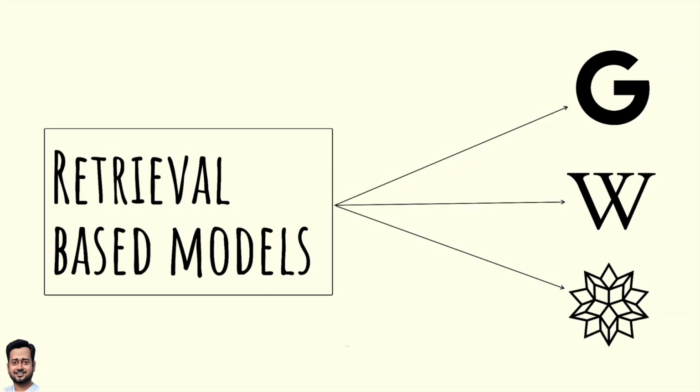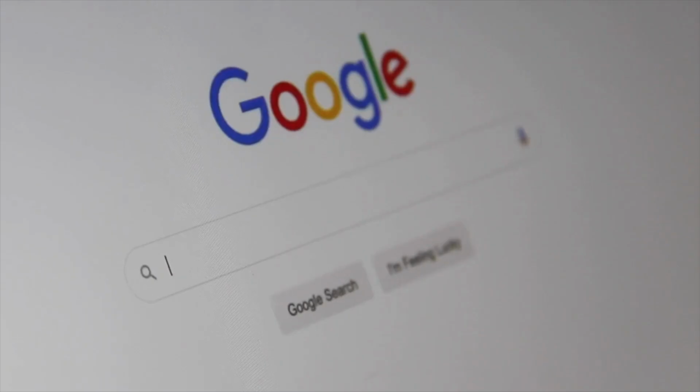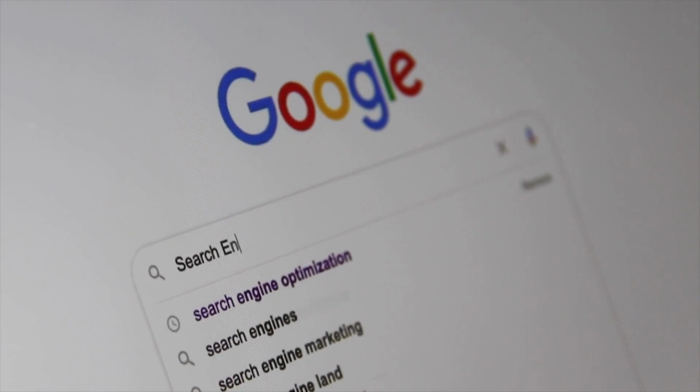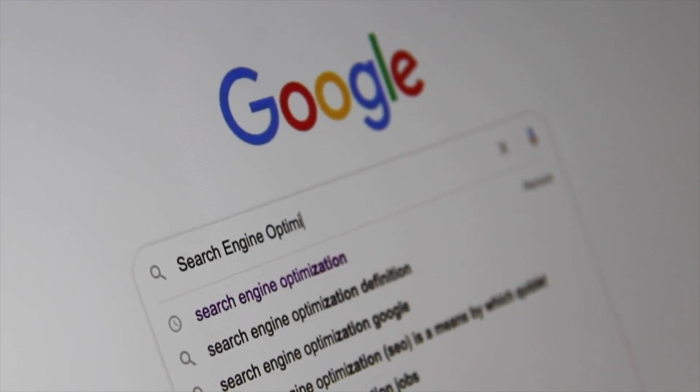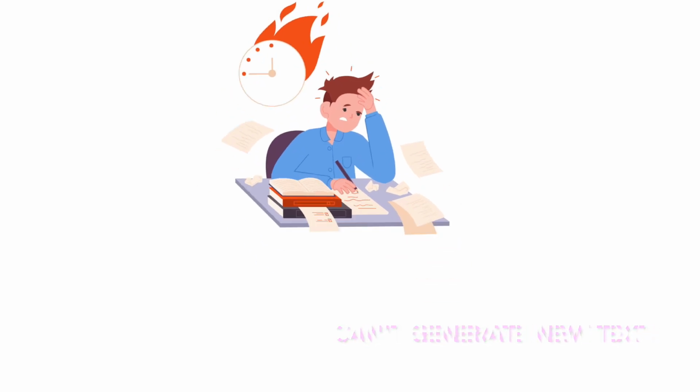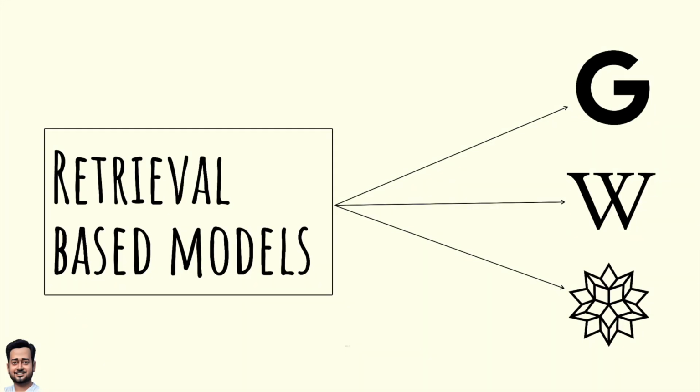Well, in comes retrieval-based models. Retrieval-based models are good at finding information in large databases or on the internet. They can quickly scan through large amounts of data, identify the passages that are most relevant to a given query, and give out a result. However, one of the drawbacks of using retrieval-based models is that they can't generate new text. What do we do in that case?